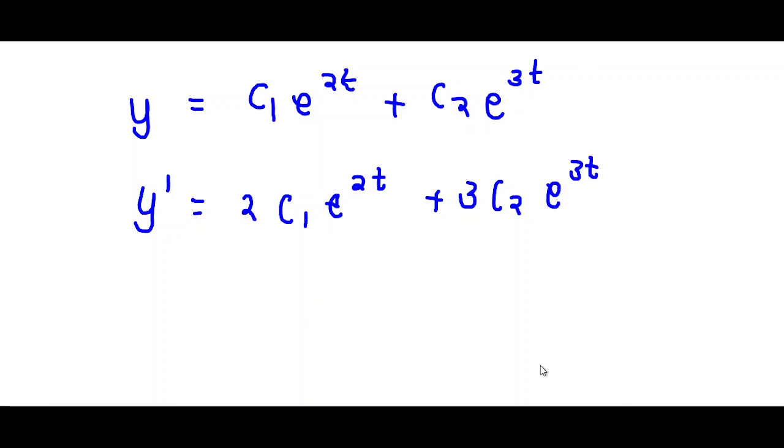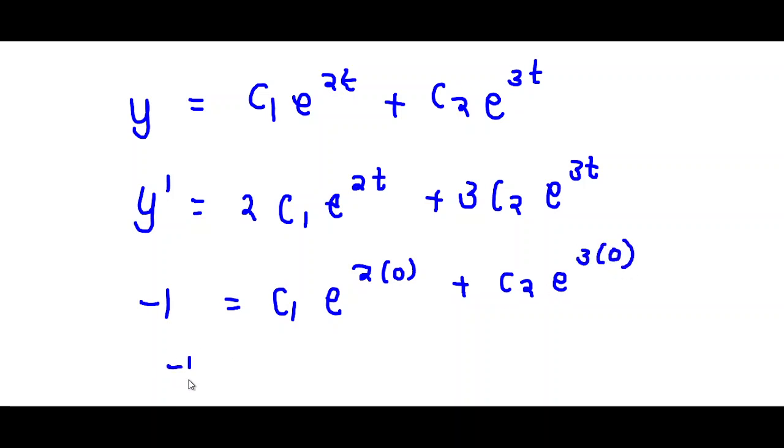Since the y prime is the derivative of the y, we can just replace what we know from the initial conditions. So our y is -1 equals c1 e to the power of 0, since the value of t is 0, plus c2 e^(3 times 0). So we are going to be left with an equation, since e to the power 0 is the same as 1. 1 times c1 is c1. So here we're also going to be left with c2.